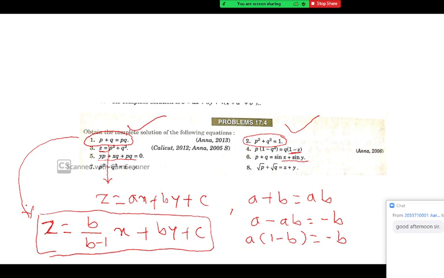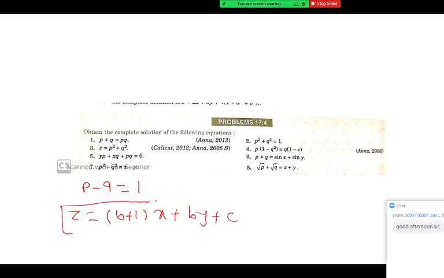One more important thing that I want to tell you for the previous question, the example that we solved, let me erase this part. The example which we already completed, p minus q equal to 1. Okay, and we got a solution z equal to ax plus by plus c with a minus b equal to 1. So a is b plus 1, so (b plus 1)x plus by plus c. So this is the solution we observed by type 1 or case 1 there.